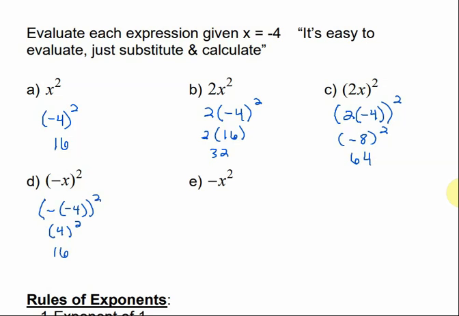Okay, for E, this negative is not in parentheses, so we have a negative, and then -4 squared. So first we're going to square the -4. We're doing this part right here first. -4 squared is positive, not 64, positive 16. But then we bring down this negative, and it makes it a -16.